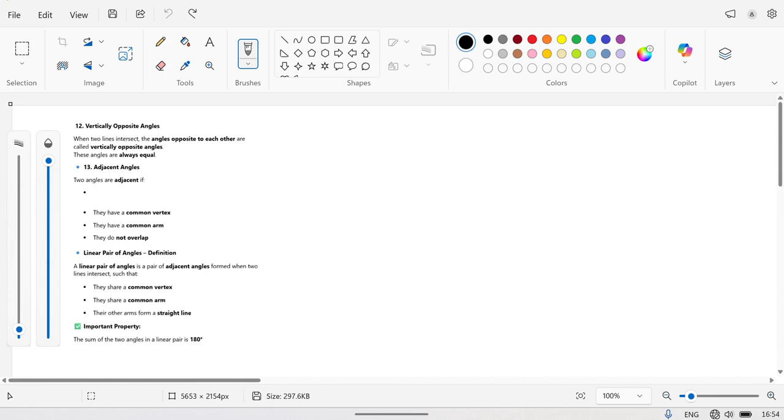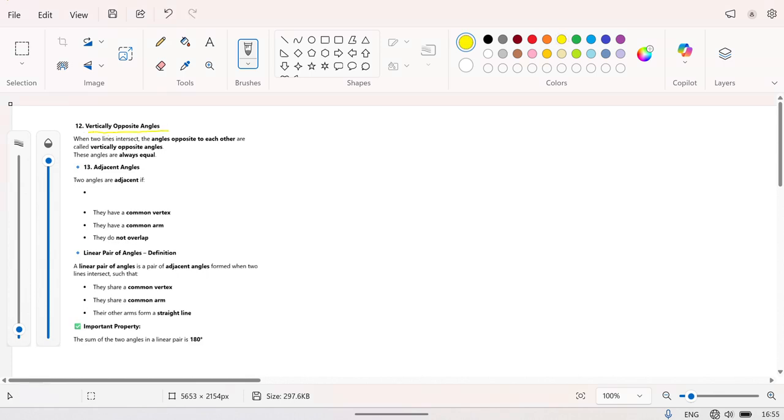So previously we discussed some basic terminology in geometry. In this session we will also learn some more terminologies and basic properties related to geometry, and in the next session we are going to solve problems based on this theory as well as the theory we learned in the previous session. So let's start lecture number 3.